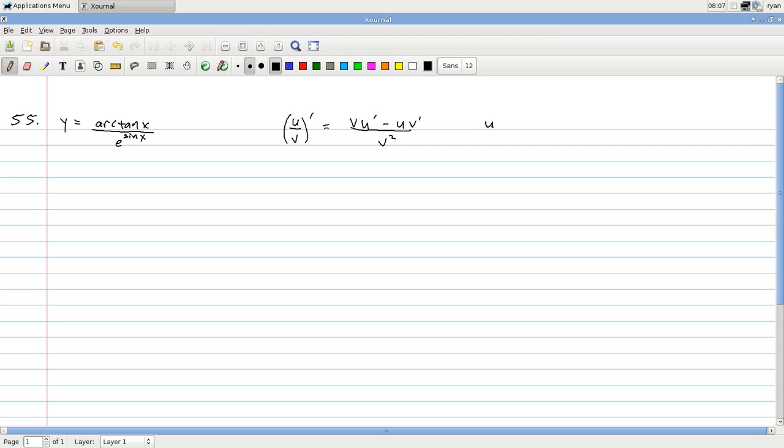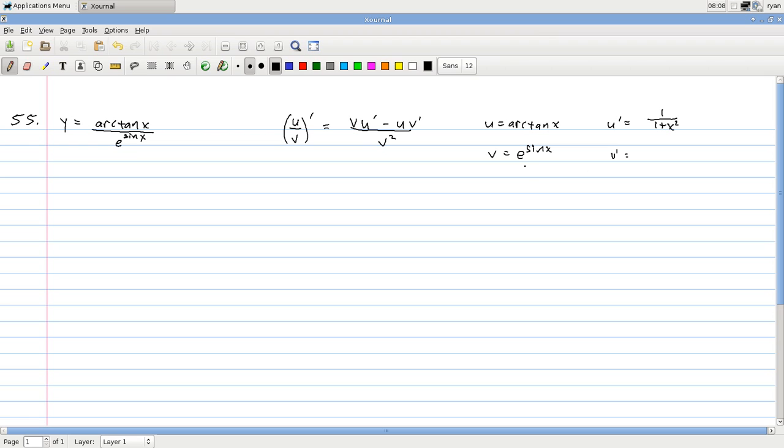In this case, u is arctangent x, our numerator. V is e to the sine x. In our formula, we also need u prime and v prime. So let's compute those now. U prime, the derivative of arctangent x, is 1 over 1 plus x squared.